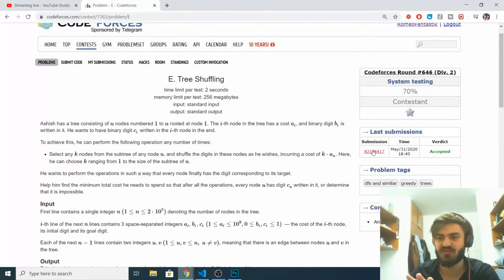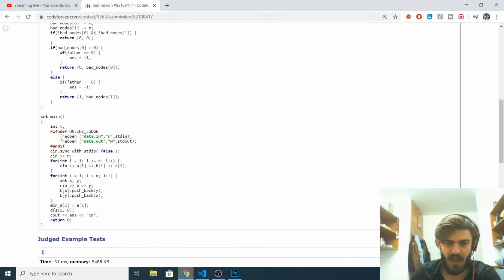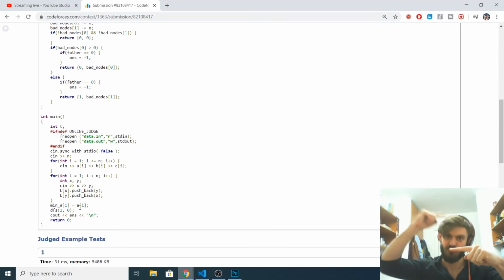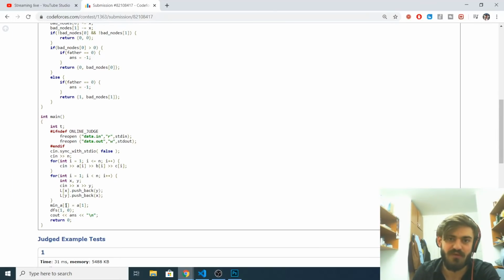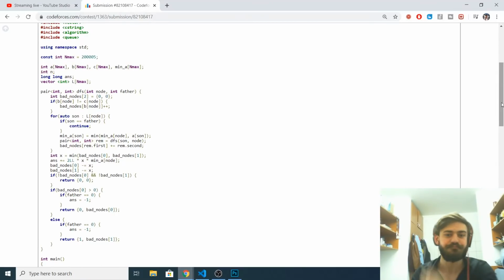So yeah, let's see the source code and you'll probably have a better idea about this, right? So what I do is that I read n, the number of nodes, I read a, b, and c, the cost from the node, the initial digit and the final digit, and then I read each and every edge, x and y, and I compute the min a, right, which is the minimum from this node on the chain to the root, which min a of 1, which is the root, is initially a of 1, and I start the DFS, right? With the DFS, I'm going to go with this greedy approach and pair the nodes together. So at this step, I am at a node and I remember the father, right? Because I don't want to visit the father again.